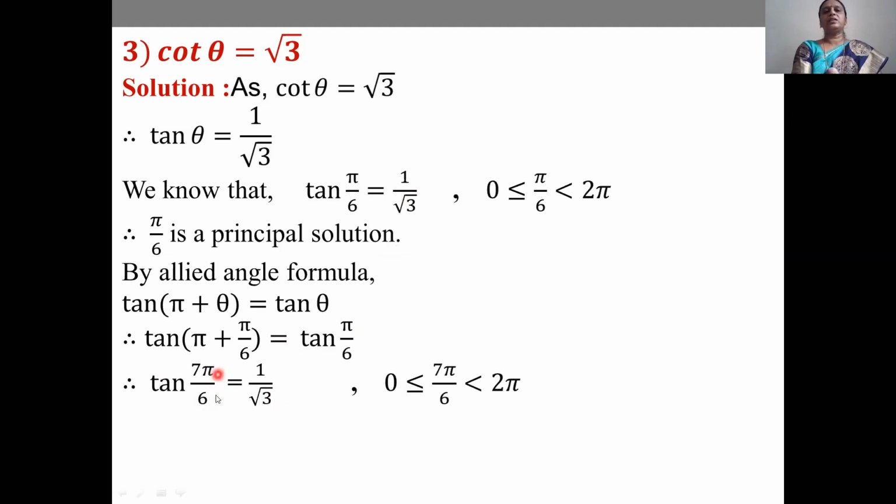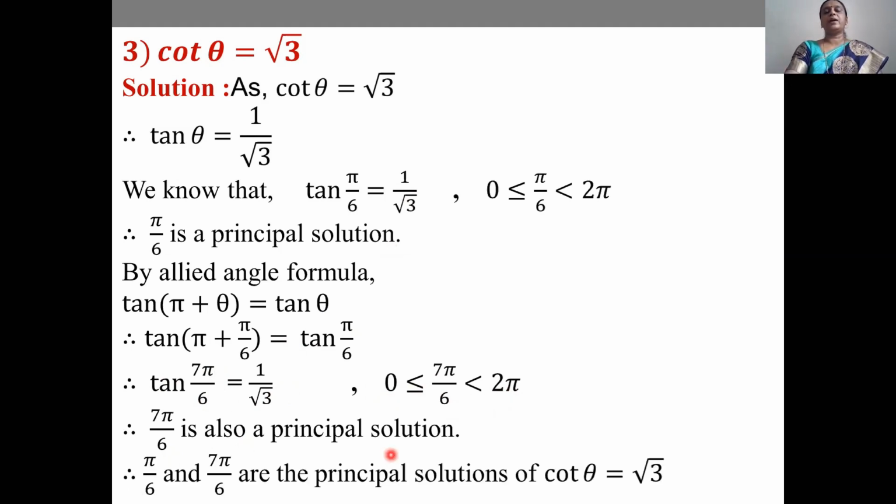Now we have to check whether this 7 pi by 6 lies in the interval 0 to 2 pi or not. This 7 pi by 6 is the angle of 210 degrees, which obviously lies in the interval 0 to 2 pi. Therefore write down 7 pi by 6 lies in the interval 0 to 2 pi, and as it is less than 360 degrees, 7 pi by 6 is also a principal solution. Therefore, you write down pi by 6 and 7 pi by 6 are principal solutions of cot theta is equal to root 3.